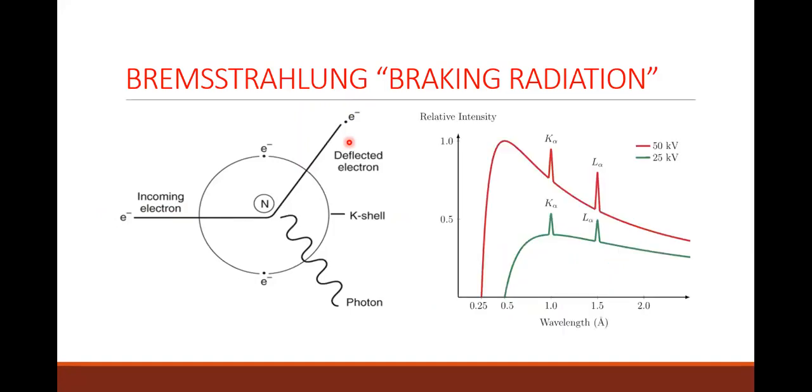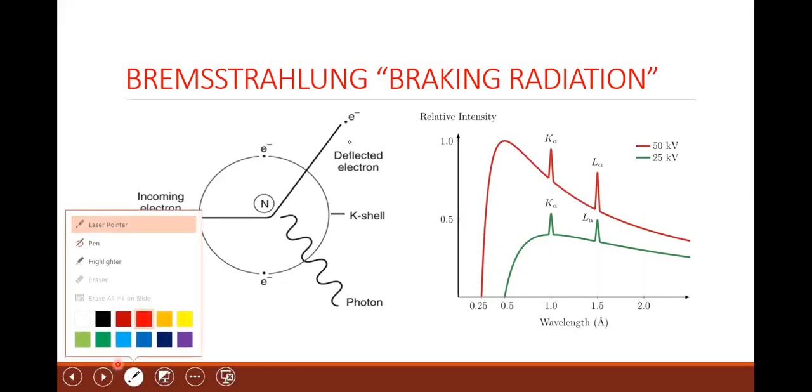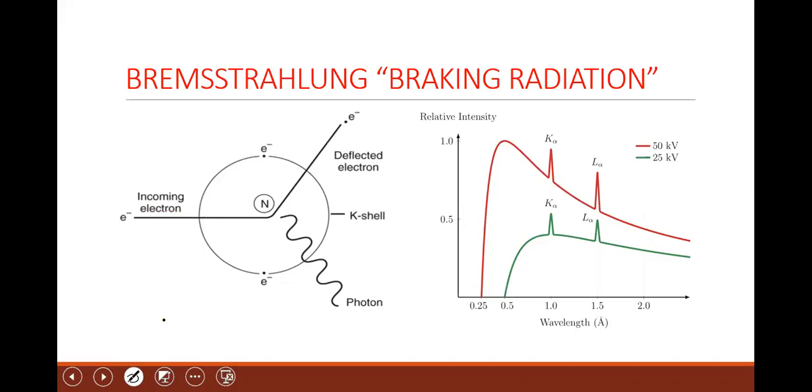Okay. Now try to understand this spectrum. It is a very beautiful spectrum. Here I have drawn two diagrams. One is for 50 kilo electron volt. See, this is the 50 kilo electron volt. For the time being, don't worry about K alpha and L alpha. Just worry about this line.